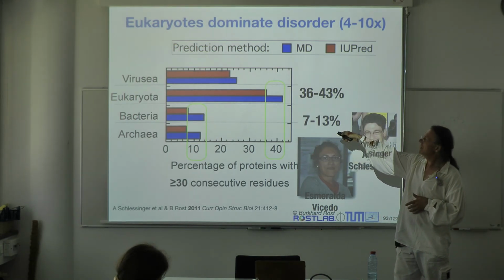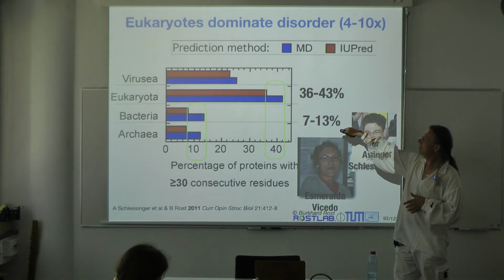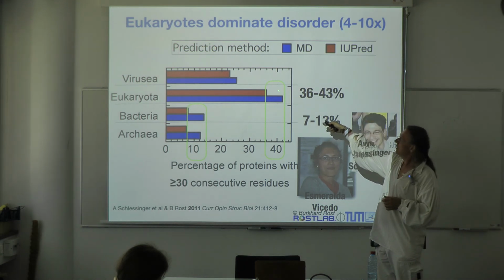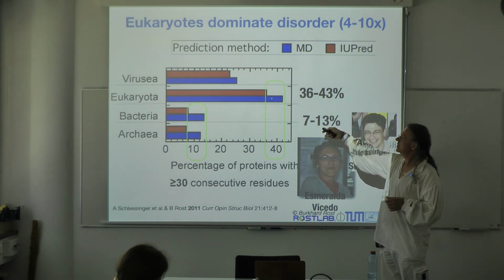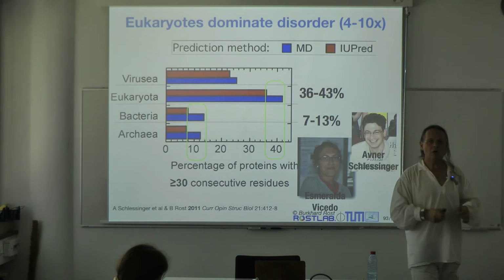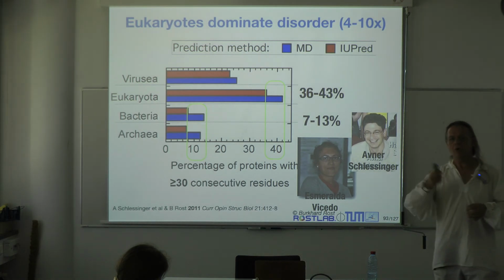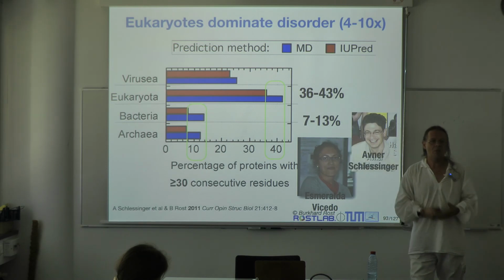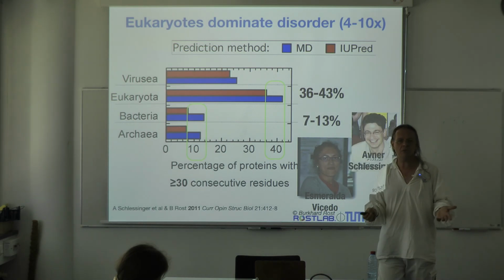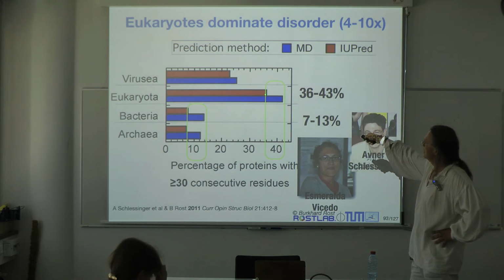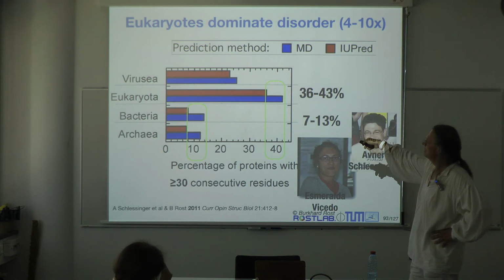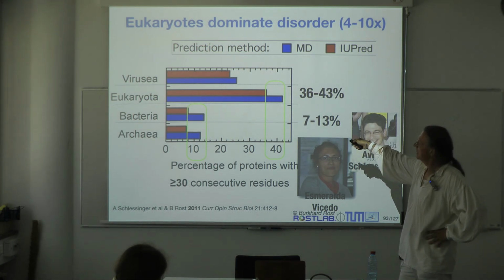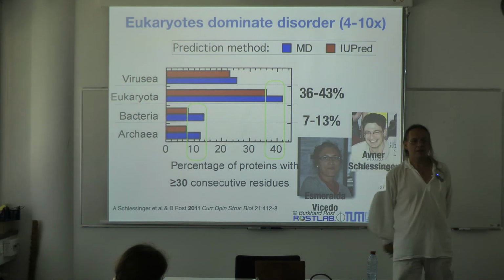So two different methods to predict disorder in red and blue here, MD and the IUPred, whatever they are, but you see they differ very much. Now what I'm asking is, in entirely sequenced organisms, in eukaryotes, bacteria and archaea, what fraction of proteins has one region at least 30 residues long that is disordered? These two methods differ, but what is most important is that for both methods, the eukaryotes are very, very different from bacteria. Okay?